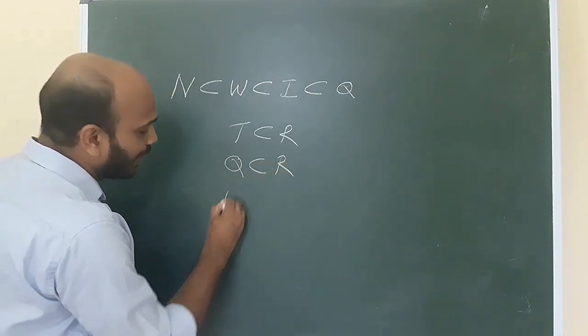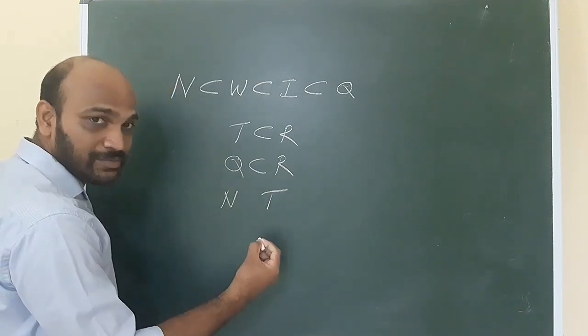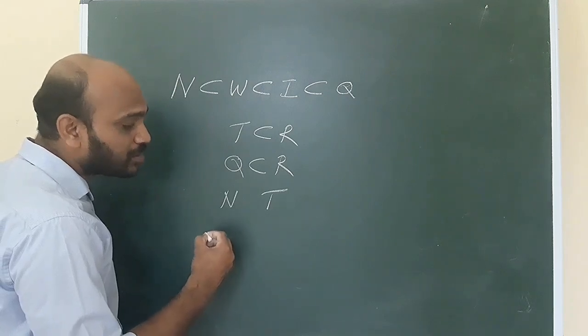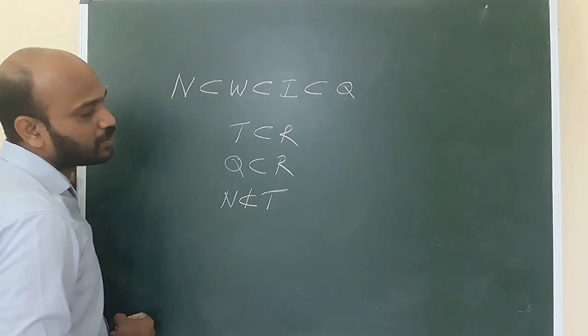Clear? What about N and T? Are all natural numbers irrational numbers or not? All natural numbers are not irrational numbers. So N is not a subset of T.